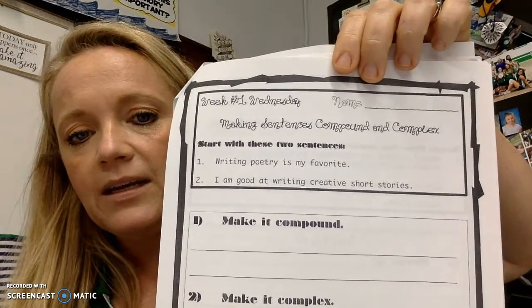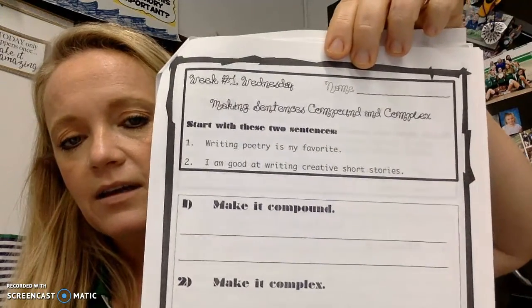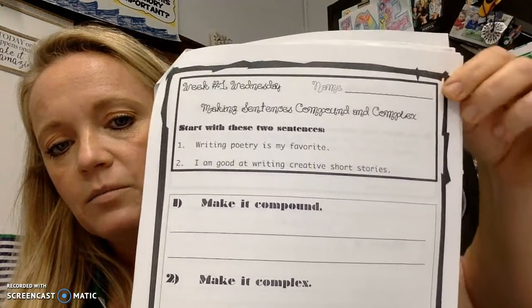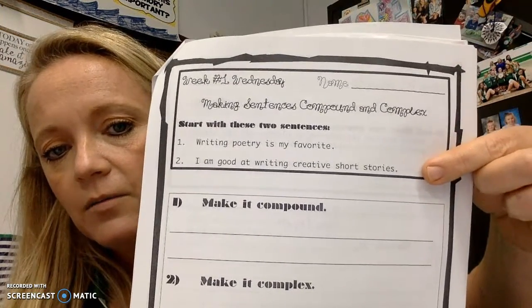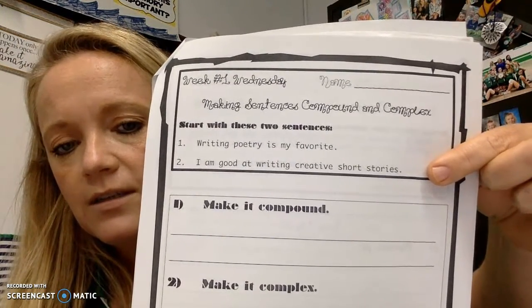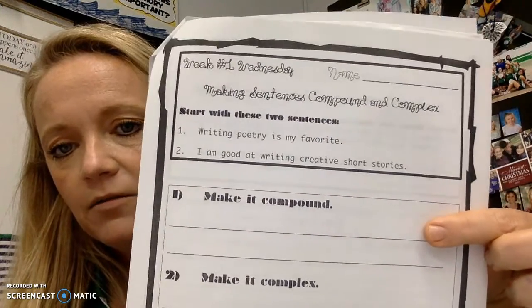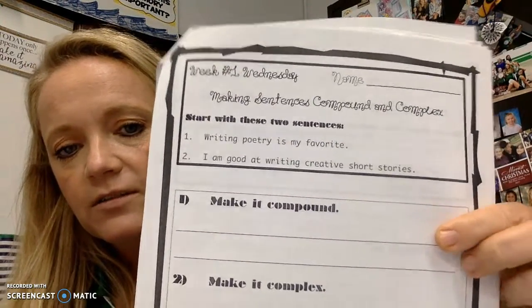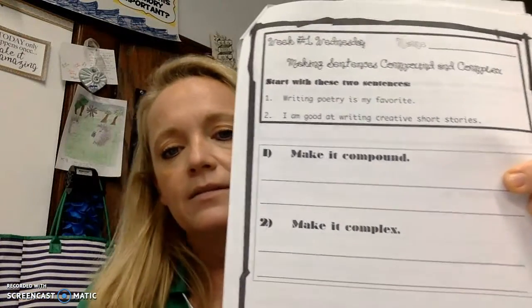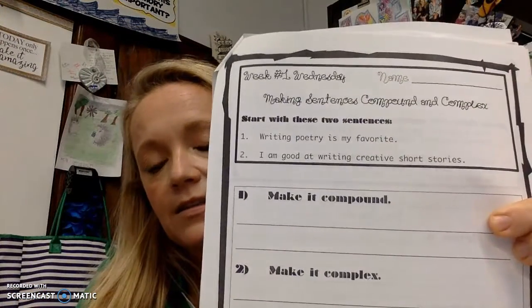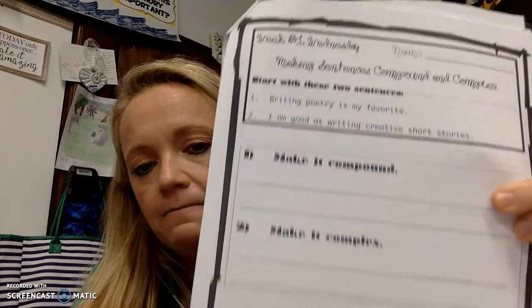That means you are making these sentences compound and complex. You have 2 simple sentences. Writing poetry is my favorite. I am good at writing creative short stories. You're going to make it compound. Remember, you add a comma conjunction. So you're going to say comma and, comma but, comma or, comma so, comma yet. And you're going to put these sentences together in a way that makes sense.